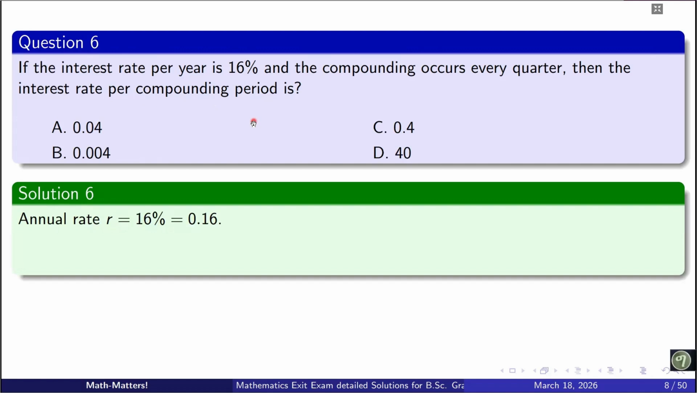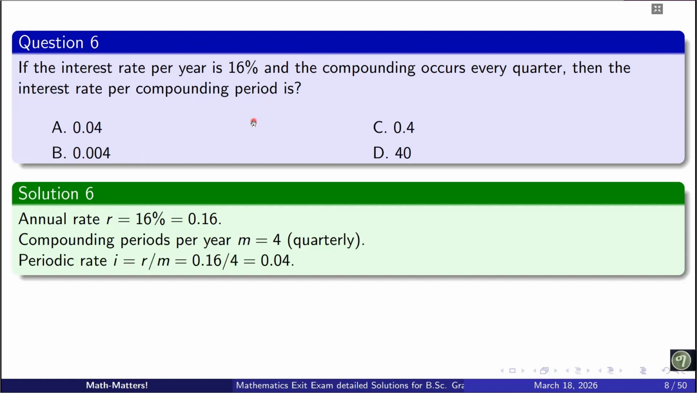Here, the annual rate R is equal to 16%, that is 0.16. And the compounding periods per year, that is M, is 4, that is simply quarterly. And the periodic rate I is equal to R, the annual rate, divided by the compounding periods per year M. So that is 0.16 over 4, which is 0.04. So the answer for this one is A.